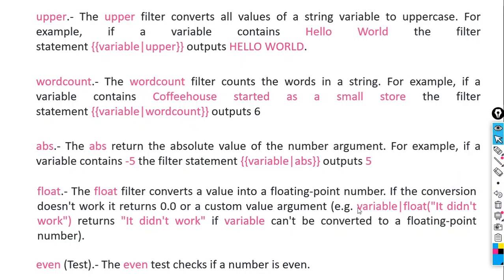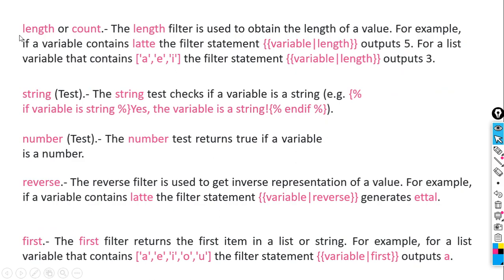Let us see other filters. Next one is length or count. With the help of this filter, we can count the length of a string. We can count the length of a list, we can count the length of a tuple. So each and every data type from Python we can apply here as the parameter for the length filter. So this is the length filter: variable, pipe sign, and length. Here the input is given as the string LATTE, so it would display the output 5.